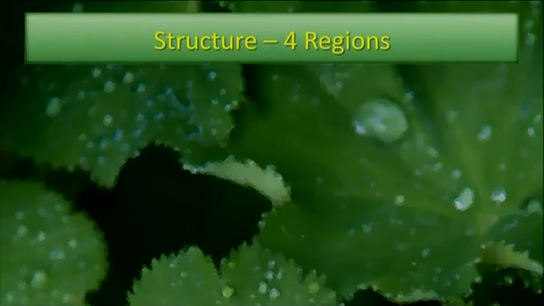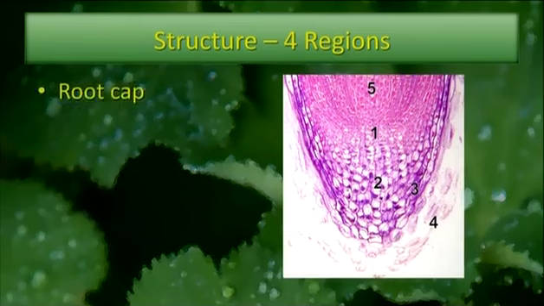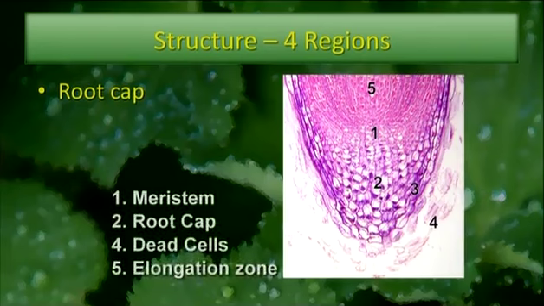Now, in terms of root anatomy, there are four parts of the root tip. The first part is the root cap. Here we have the root cap of this root, made up of larger cells, and its job is to protect the very delicate growing meristem point behind it.